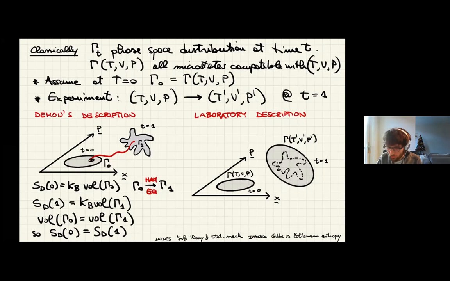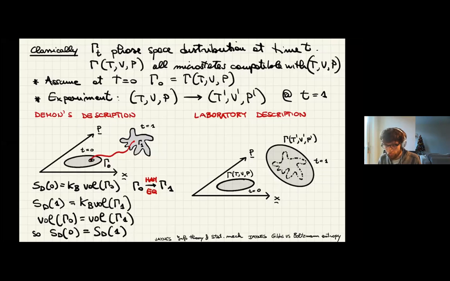On the other side, what happens in the laboratory description? Well, in the laboratory description, again, I start with the same distribution, which is gamma of TVP at time equals 0. However, now I don't describe the whole evolution at all. Everything I know about the final state is that it has temperature T prime, volume V prime, and pressure P prime.